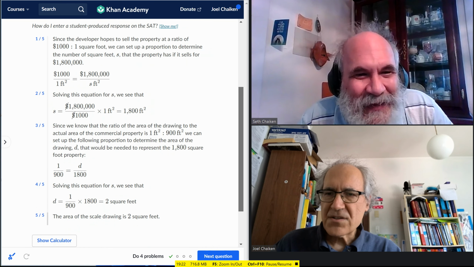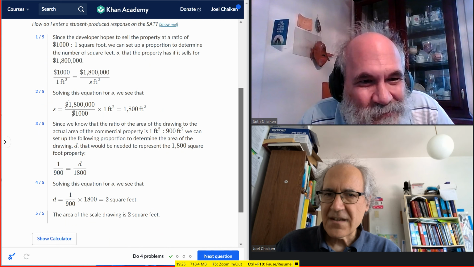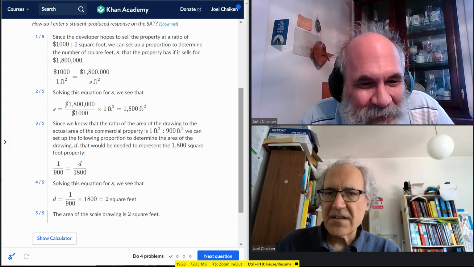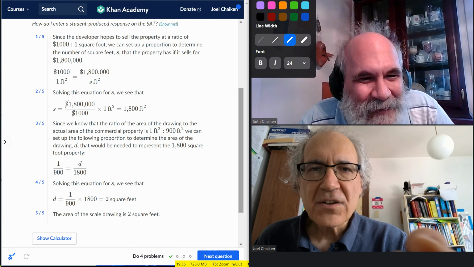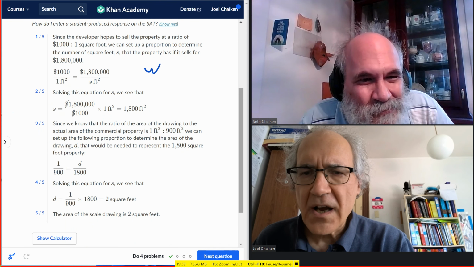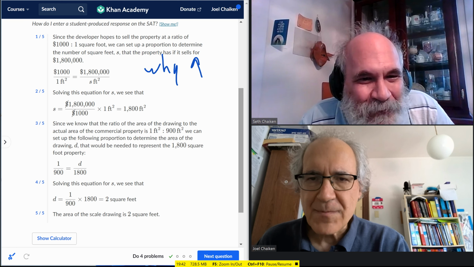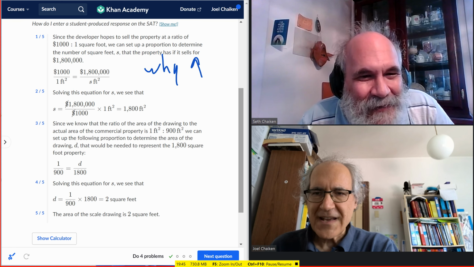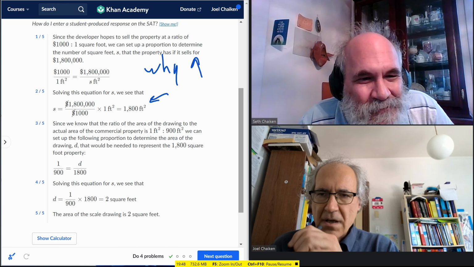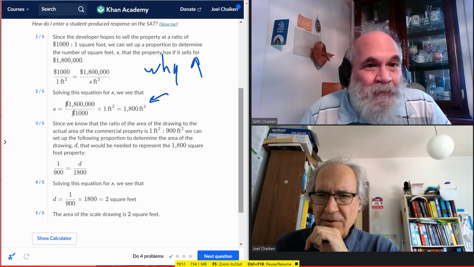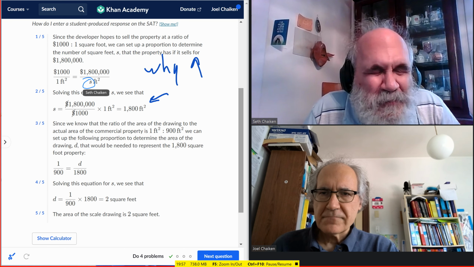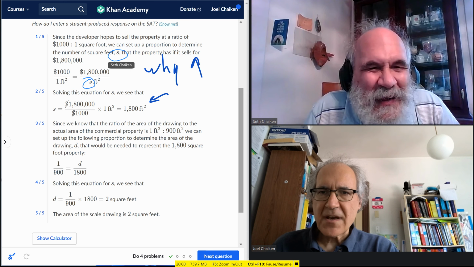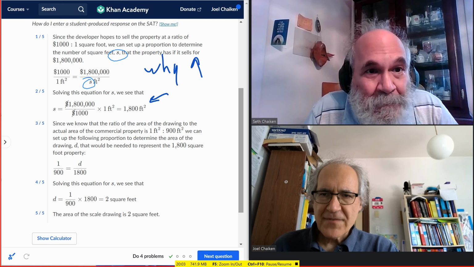Okay, so they did it in 2 ratios. Since the developer hopes to sell that, we can set a promotional number of square feet. Notice, they didn't think of it backwards. They didn't introduce the idea as to why you're even doing this. That was what I thought was helpful: the reason we're doing this is because we have to locate this number. We have to locate S. So they introduced an unknown S, which is the big area, the square feet of the property.